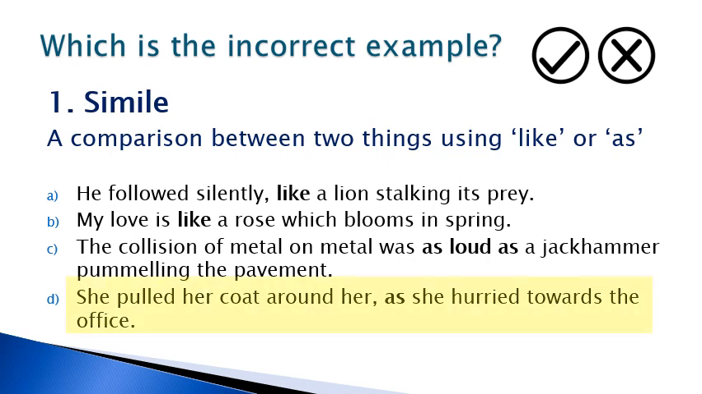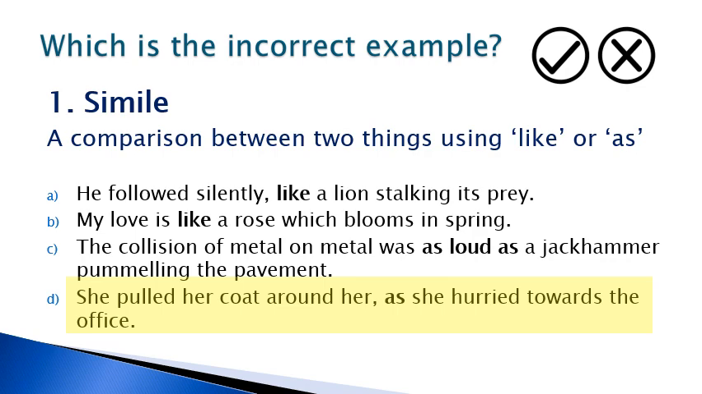And the answer, of course, in this case is D, because there, as is not used as a comparison, it's used as a connective, a conjunction between the main clause, she pulled her coat around her, and the subordinate clause, as she hurried towards the office. So in that case, the as is not a comparison.